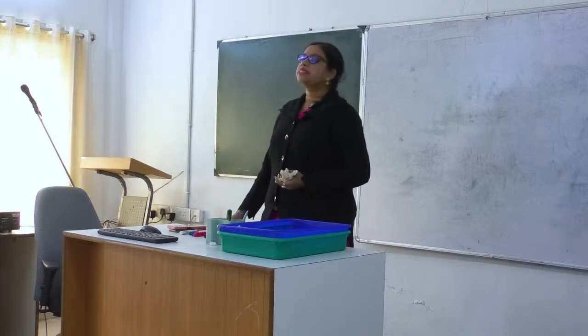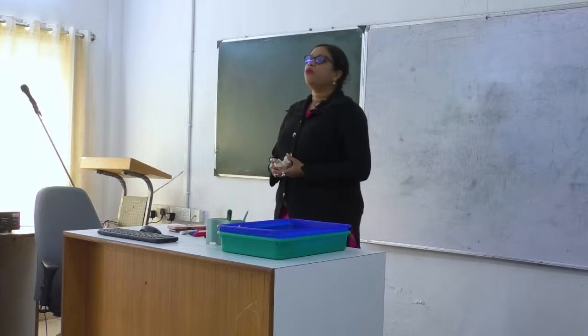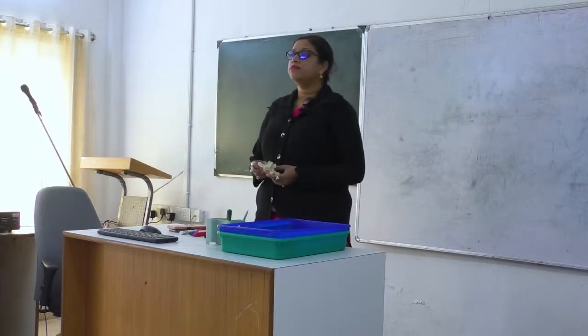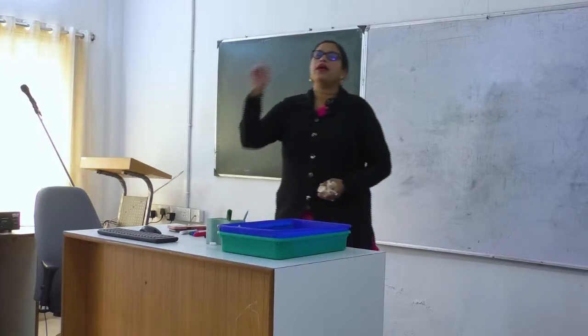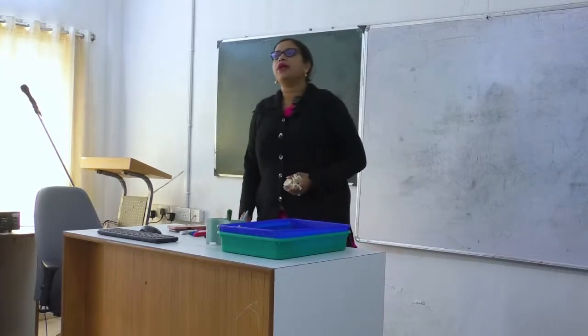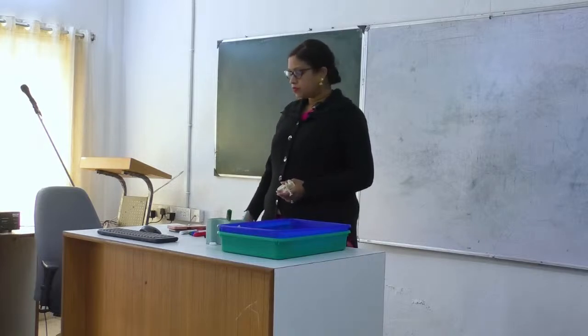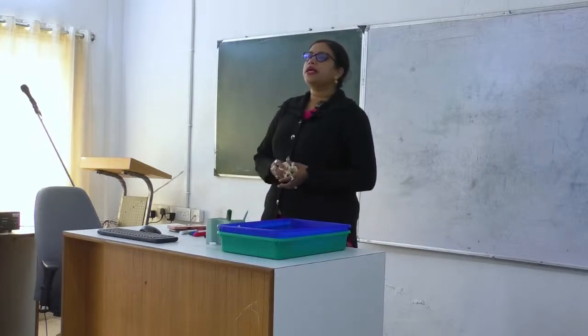Sacral? What about the sacral? Total 5. Okay, so how many pairs? 31 pairs. Okay, so write down what are the characteristics of vertebra. Write it down.